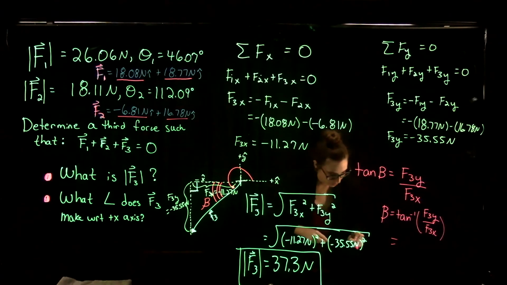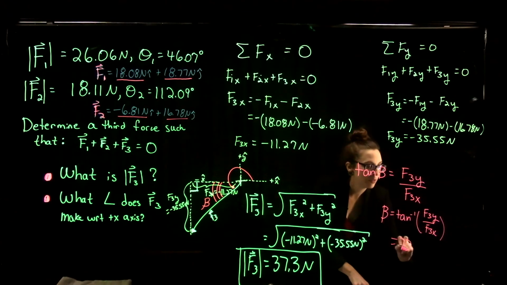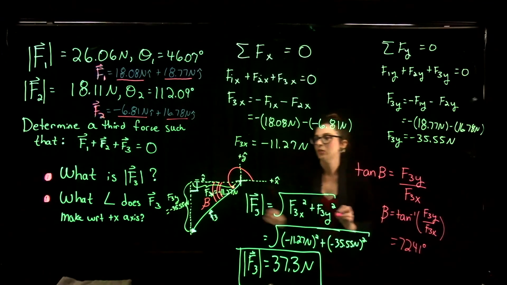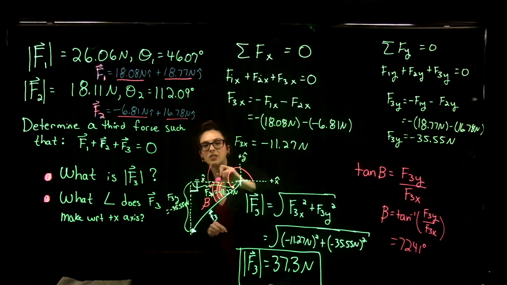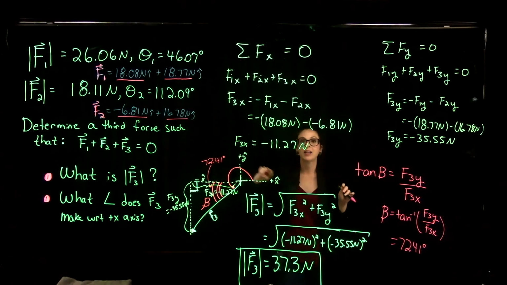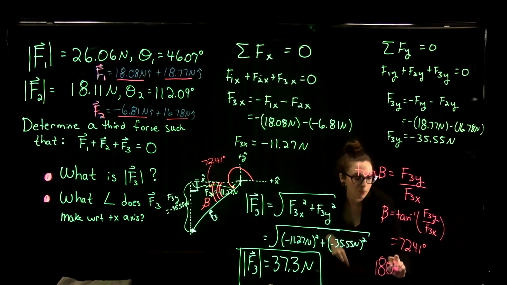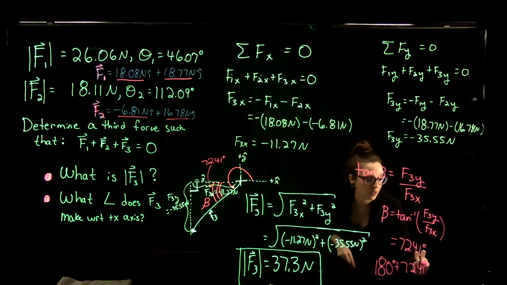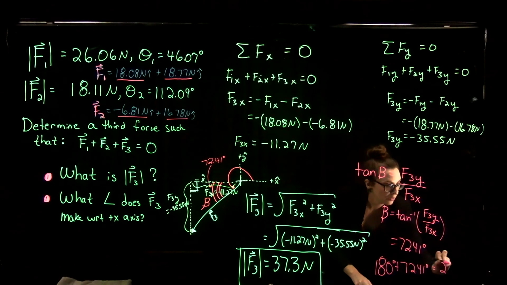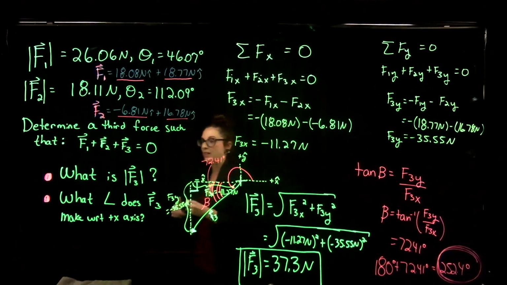So that is equal to 72.41 degrees. Okay, so that's what this angle is right here. But we need to report the angle with respect to the positive x-axis. So that angle is going to be 180 degrees plus 72.41 degrees, and that will be 252.4 degrees. Okay, so that would be the angle that you would report with respect to the positive x-axis.